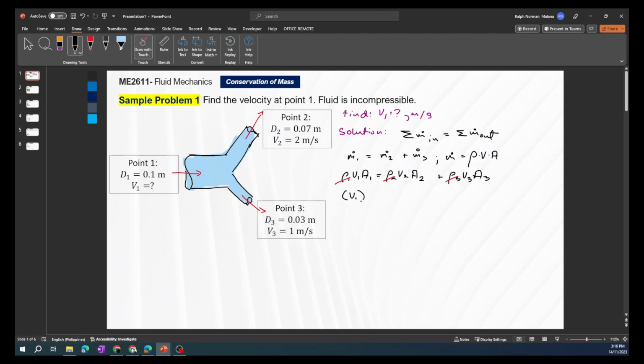So it's gonna be V1 meters per second times pi over 4 D1 squared, in this case meter squared, equals, since pi over 4 will be a common thing here, so let's just put it here. The area of the circle will be pi over 4 D squared. So we can extract pi over 4 here and have it this way: V2 D2 squared plus V3 and then D3 squared.